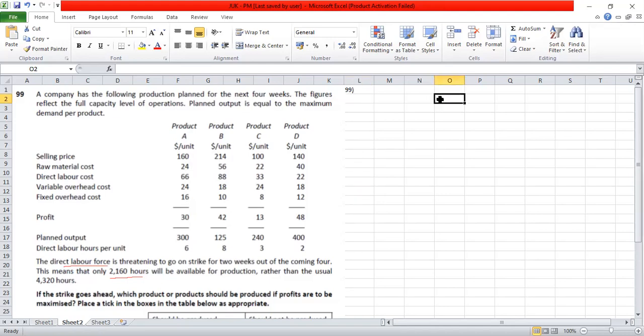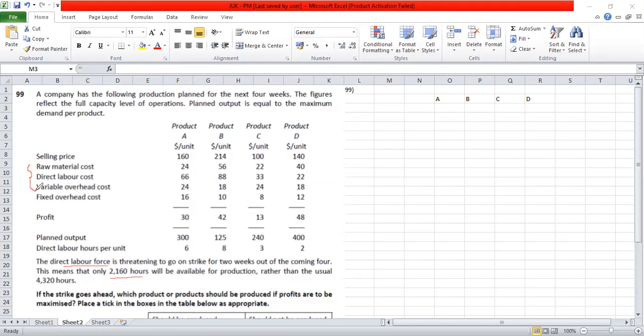resources. Let's see, there are four products. We see product A, then product B, then product C, then product D. Step number one is first we need to find out the contribution per unit. Selling price is given, then raw material, direct labor, variable overhead. The first three items are variable in nature. Material and labor are variable, and then we have another variable overhead cost. So three items added together will give us the total variable cost.